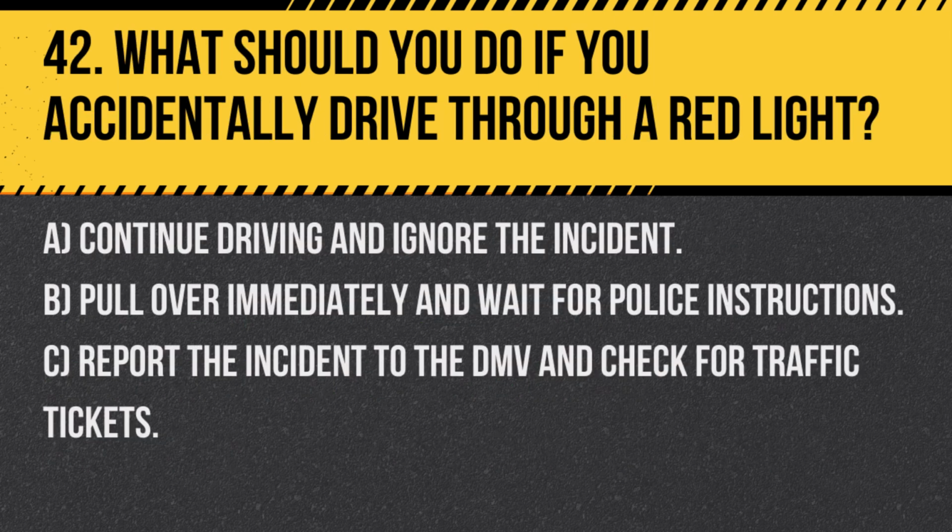Question 42. What should you do if you accidentally drive through a red light? A. Continue driving and ignore the incident. B. Pull over immediately and wait for police instructions. C. Report the incident to the DMV and check for traffic tickets.